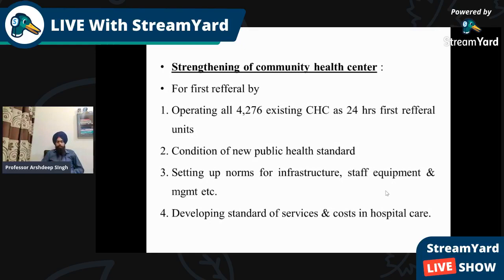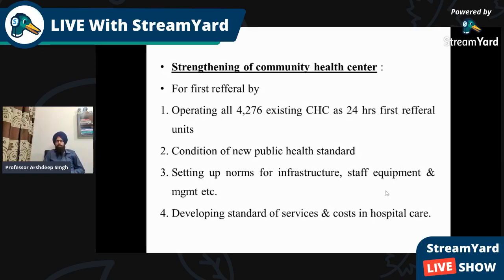Next, some of the points under this are operating all the 4,276 existing CHCs as 24-hour first referral units. When this program was launched, this was the main objective, that the then existing CHCs were to be strengthened for 24-hour referral services, as I have already explained for the primary health center. Next, condition of the new public health standards. The new public health standard guidelines must be followed under the community health centers. And next is setting up norms for the infrastructure, staff development, and management.